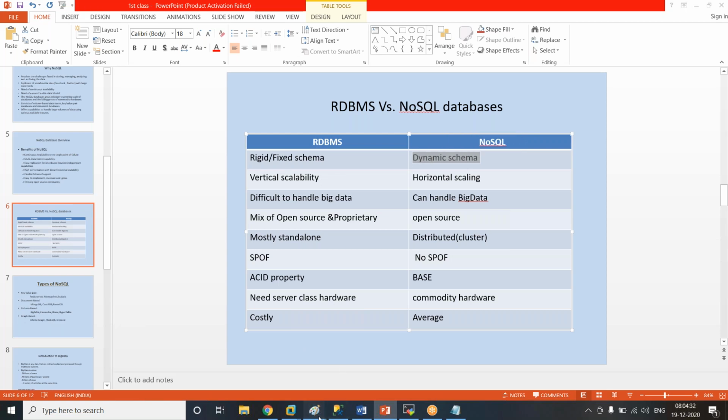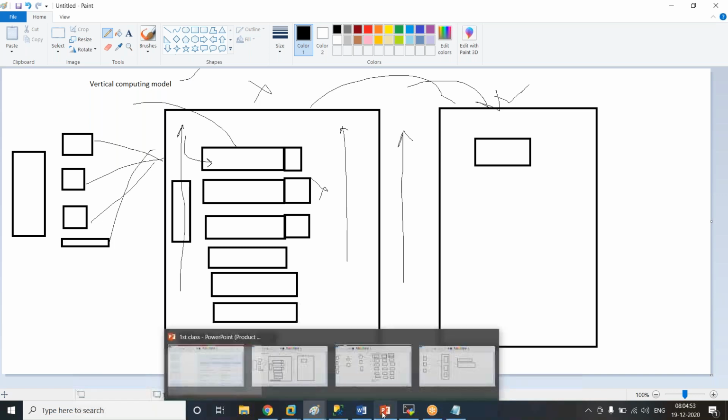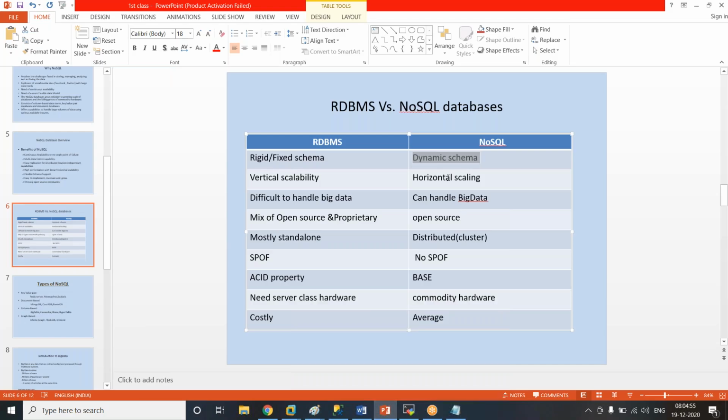Vertical scaling, which I was talking about just now. You load the data into one system, it takes the data, and more and more resources we add. Vertically means to the single system. Scaling up, giving more power to the single machine. That's why it is called the vertical computing model. All RDBMS follow this model, and all NoSQL families follow the horizontal model we talked about just now.